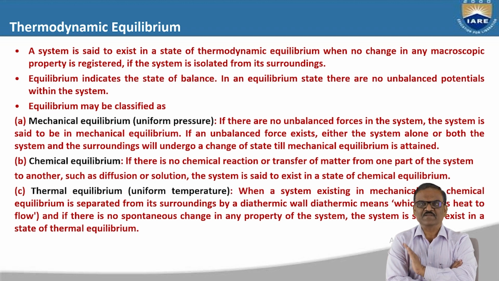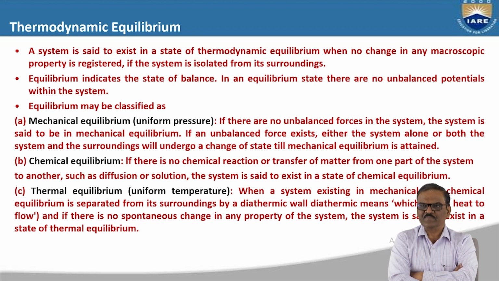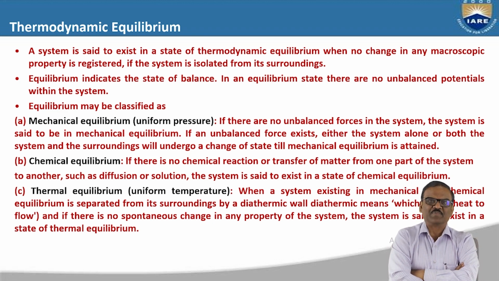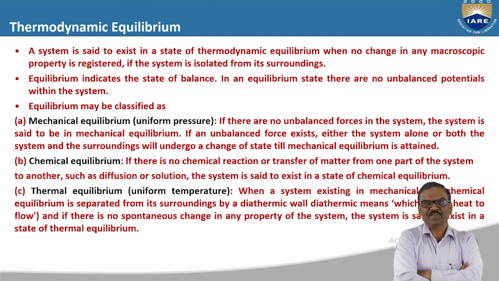Chemical equilibrium. If there is no chemical reaction or transfer of matter from one part of the system to another, such as diffusion or solution, the system is said to exist in a state of chemical equilibrium. It means if combustion is taking place, there is no chemical equilibrium, and there is no pressure equilibrium unless the pressure is uniform.